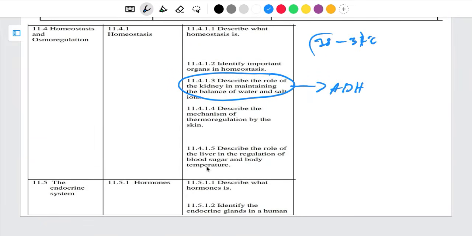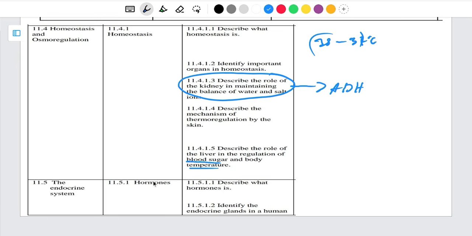Also have this part here which is saying describe the role of the liver in regulation of blood sugar and body temperature. So the liver, one of its metabolic functions is heat production. So I have to explain that one. And also blood glucose, that is converting glucose into glycogen, as well as converting glycogen into glucose. When there is low glucose, it is going to convert glycogen into glucose. When there is high glucose, it is going to convert glucose into glycogen for storage.